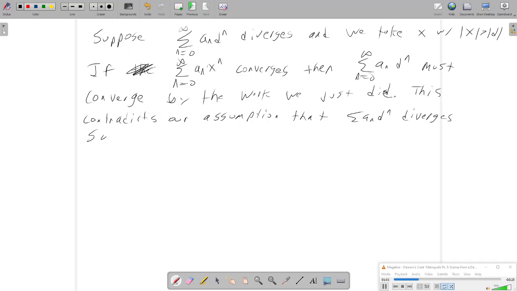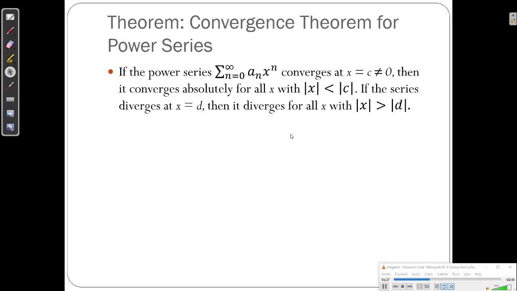So the sum n equals 0 to infinity a sub n x to the n must diverge. Alright, and that's the whole proof. Converges at a number. Every number smaller than it in absolute value must also converge there. If it diverges at a point, then for all x that are greater than that point in absolute value, it must diverge there as well.